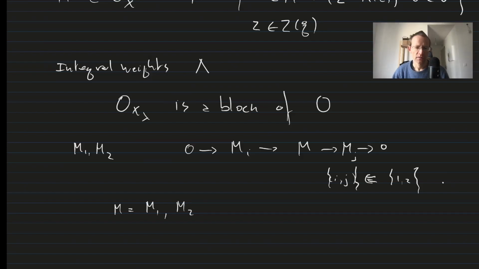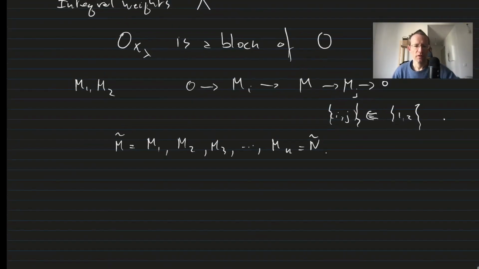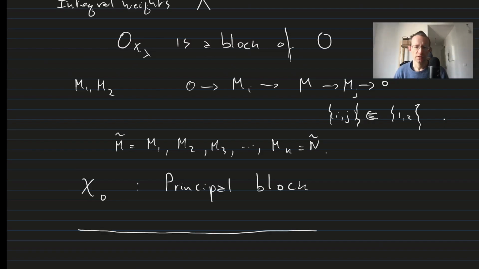And then moreover, if we have a sequence where M tilde is M1, and M1 is in the same block as M2, the same block as M3, etc., which is in the same block as Mn, let's call it N tilde, then we set M tilde and N tilde also in the same block. The block of the weight 0 we will call the principal block, and it will play a special role. So these are the first structural properties of the category O. Many more are to follow.